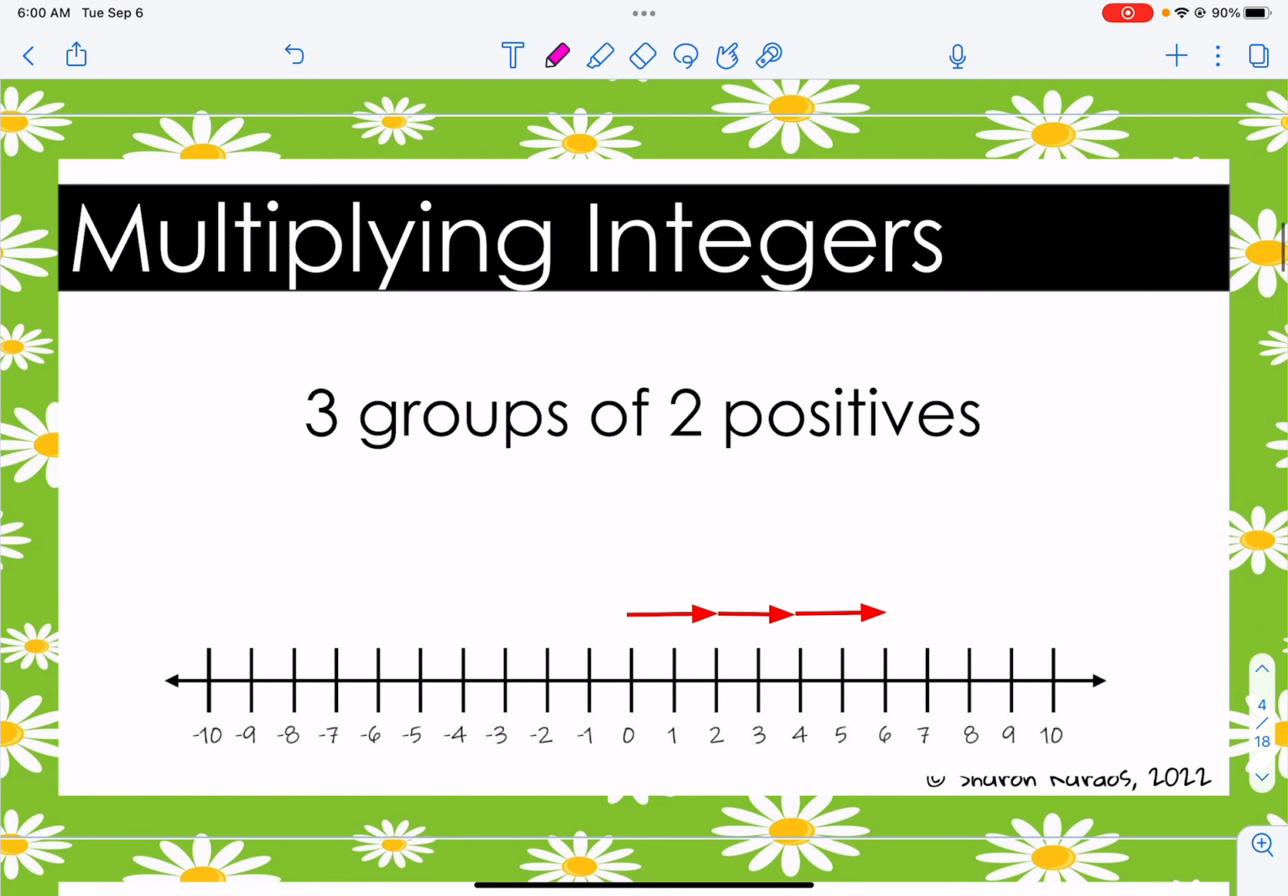So when we start with multiplying integers, just like we did with adding and subtracting, let's start with the number line. So the way I can think of my groups on my number line, I can think of them like hops, okay? And how many hops I'm going in each direction. So in this particular problem, we have three groups of two positives. So we can see that each one of my hops is plus 2 in the positive direction, and I wind up on 6, positive 6. So if I have 3 hops of 2 in the positive direction, I'm going to wind up on positive 6.